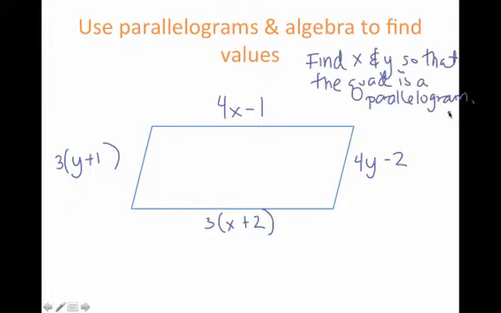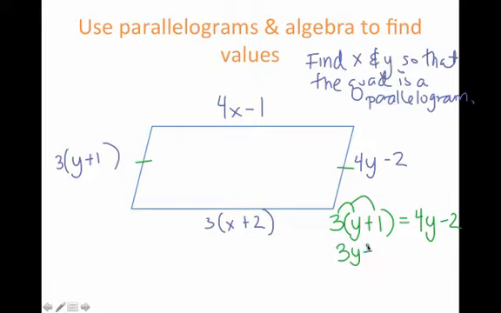And so if I wanted this quadrilateral to be a parallelogram, then its opposite sides would have to be congruent. So these two sides are opposite sides. So 3 times (y plus 1) would have to equal 4y minus 2. And then I could just do some simple algebra here, distribute the 3. I get 3y plus 3 equals 4y minus 2. I could subtract the 3y, so I'd have y on this side, and add 2, so I'd have 5. So y equals 5. I have my y.